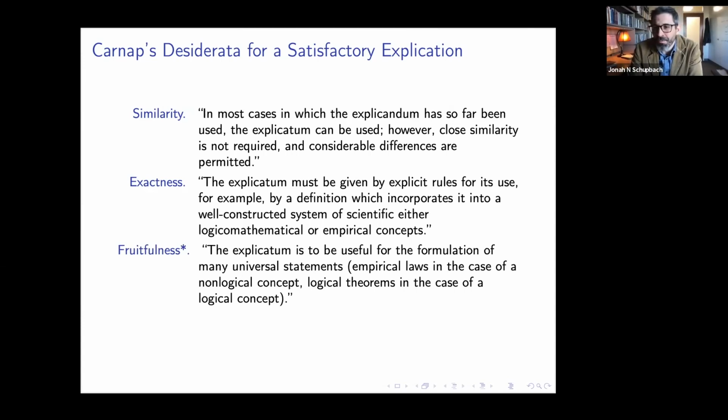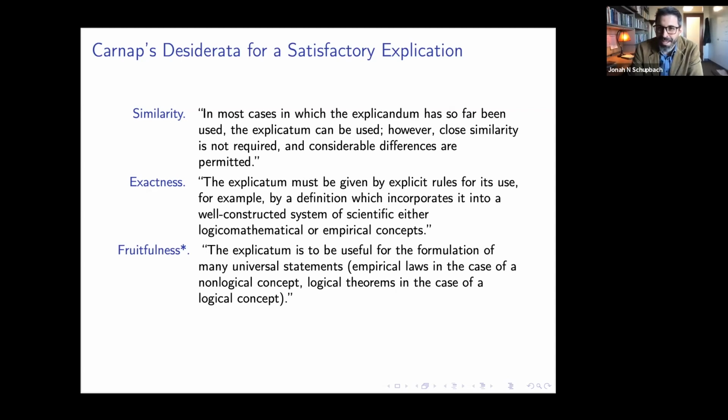Now, fruitfulness gets an asterisk here because I think Carnap has a particularly idiosyncratic, special sense of fruitfulness in mind, which he clarifies here. He says the explicatum has to be useful for the formulation of many universal statements, that is, empirical laws in the case of a non-logical concept, or logical theorems in the case of a logical concept. And that's the exact sense of fruitfulness that Carnap has in mind. He never gives an official, if you will, explication of fruitfulness itself. But his thoughts on fruitfulness, as conveyed, for example, here, effectively act like an explication.